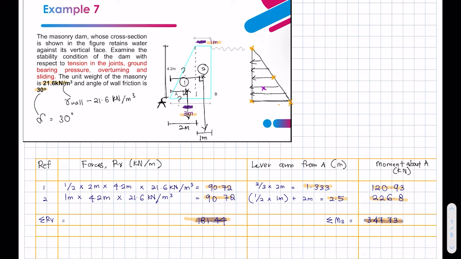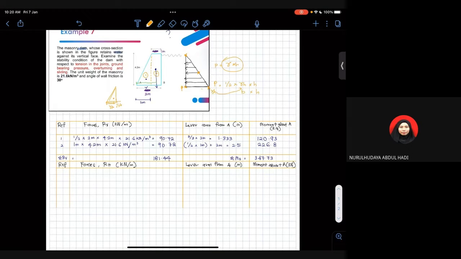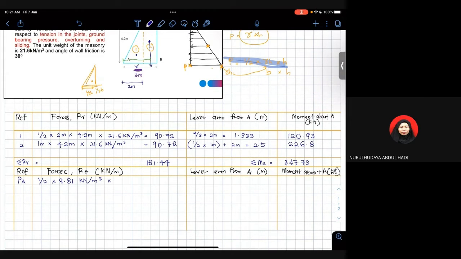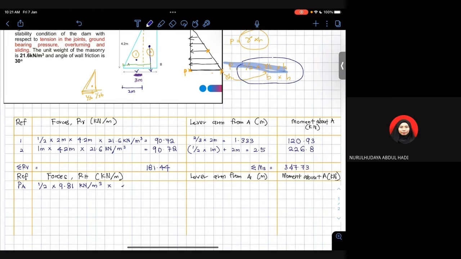Next, kita akan kira for horizontal forces and overturning moment. Boleh je terus ambil this formula. Ini adalah PA, which is active lateral thrust. Setengah darab dengan unit weight of water. We know that it is fixed 9.81 kilonewton per meter cube times with H power of 2. Kalau you tengok formula ni pun H darab dengan H lah, H power of 2, which is H kita 4.2.